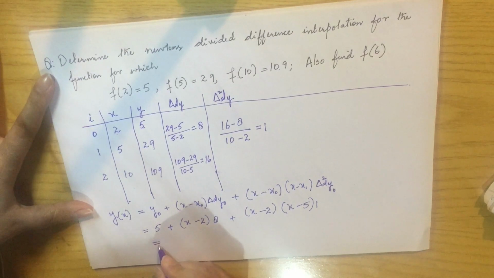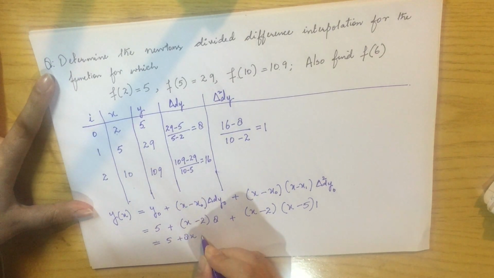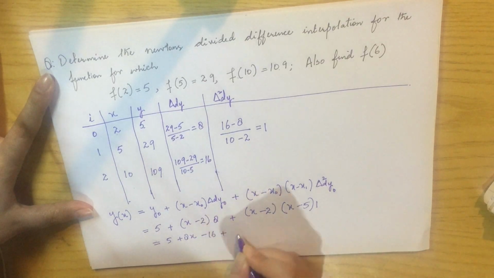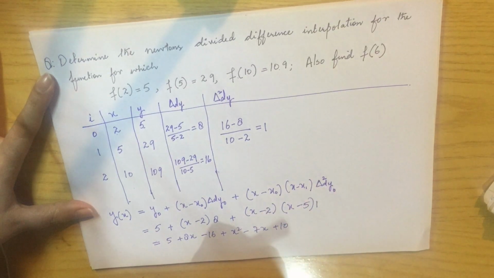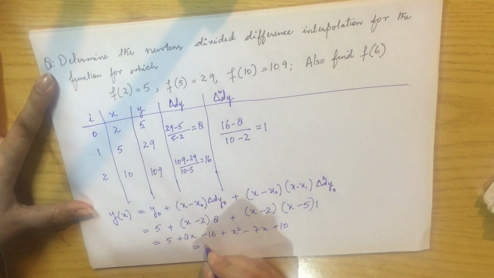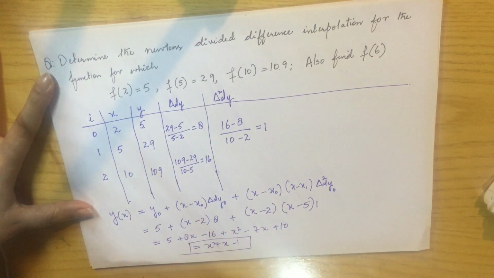When we calculate it, it will be equal to 5 plus 8x minus 16 plus x square minus 7x plus 10. So this will be equivalent to x square plus x minus 1. So this is our function.